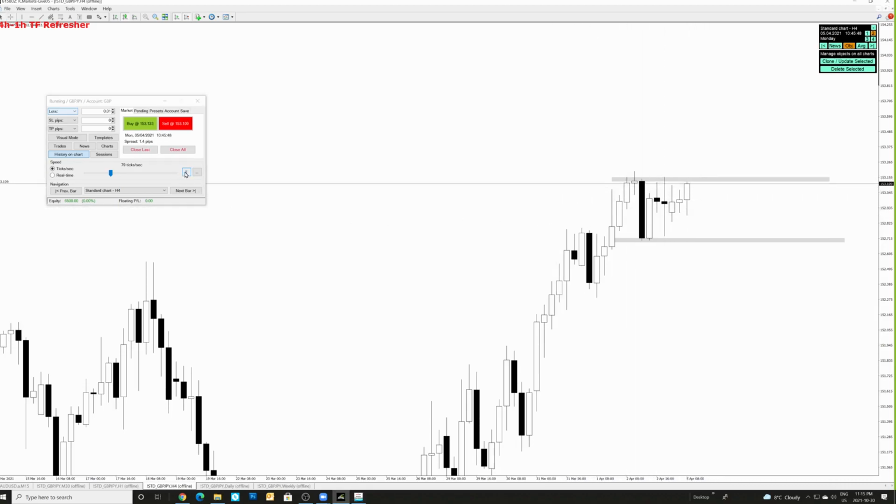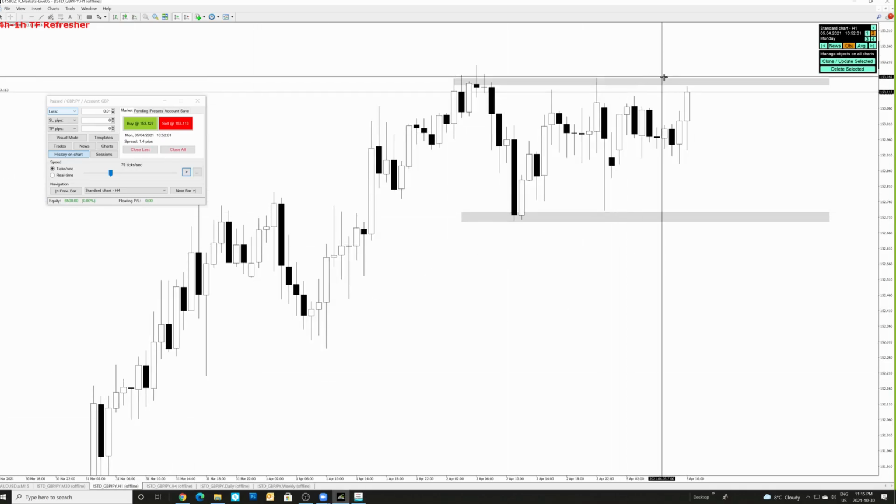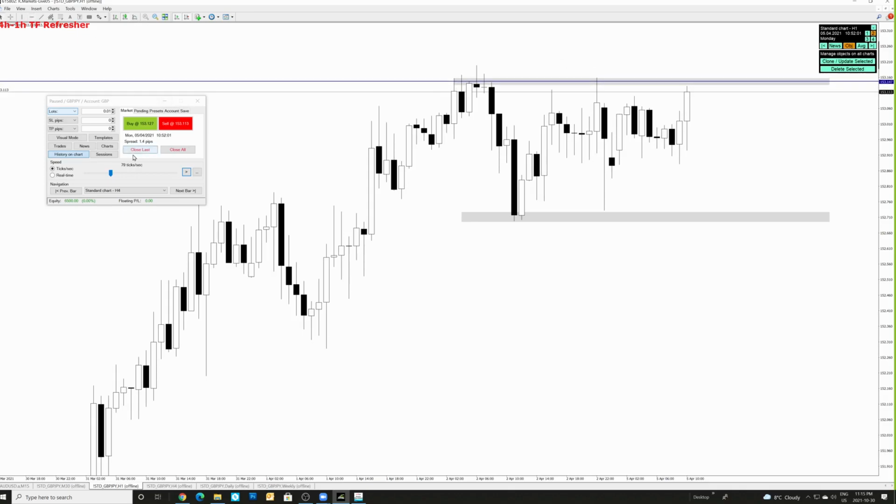You can see the 4 hour candle is trying to push. Let's take a look on the 1 hour time frame. The 1 hour time frame is also at this resistance. This candle is coming to a close as well. So let's see here. I'm going to wait for the candle to close and then we will see what can happen at this point.